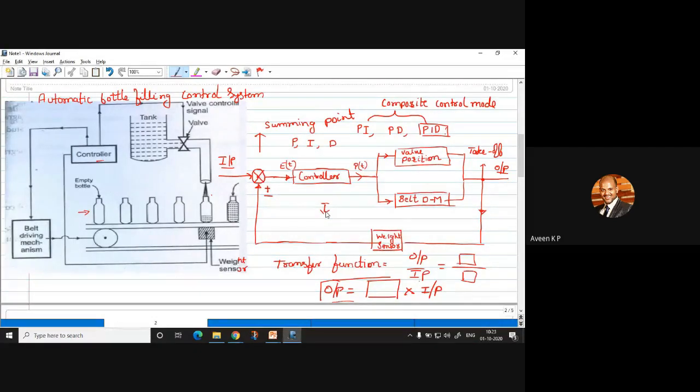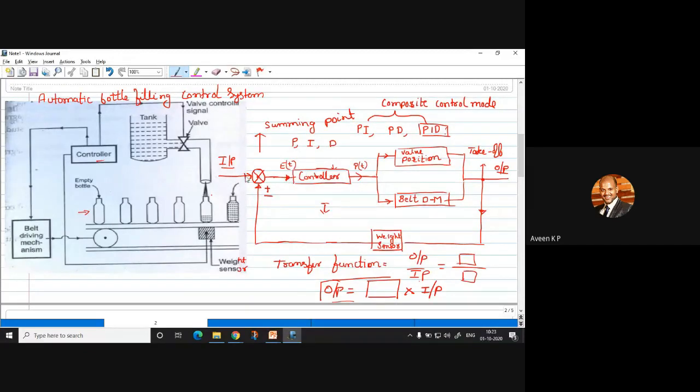See, block diagram is nothing but a pictorial representation of any system. In terms of block, the major elements, as I said, you will have a block and its transfer function, takeoff point and summing point. So these are all the elements in block diagram. And arrows will indicate the direction of signal.